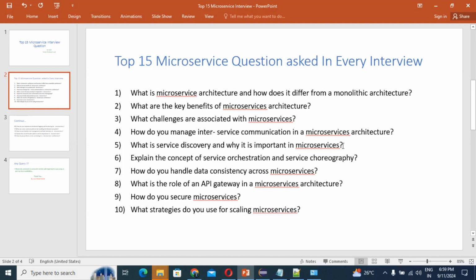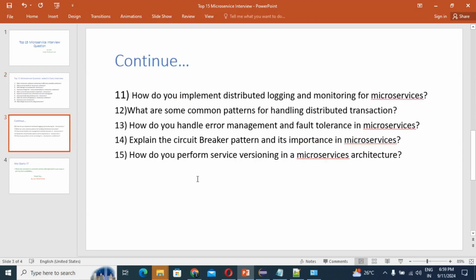Then the next question: what strategy do you use for scaling microservices? Because in your project you are going to implement so many microservices, so how are you going to scale up and scale down? That question is also very important. And next, how do you implement distributed logging and monitoring for microservices? This is also a very important question, guys.